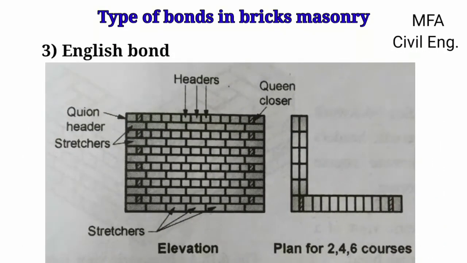English bond construction requires various points to be kept in view. A queen closer must be provided after a queen header. A header course should never start with the queen closer. Continuous vertical joints should not be allowed. The joints in the header courses should be made thinner than those in the stretcher courses. This is because the number of vertical joints in the stretcher courses is half the number of joints in the header courses. In the stretcher courses, the stretcher should have a minimum lap of 1/4 of their length over the header.